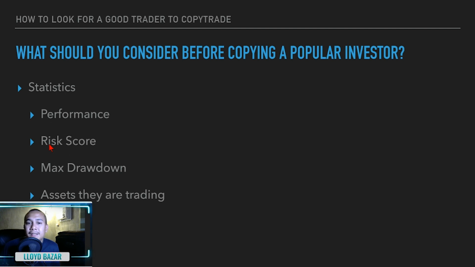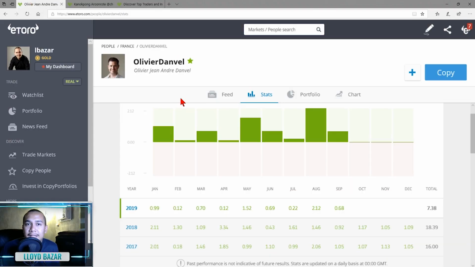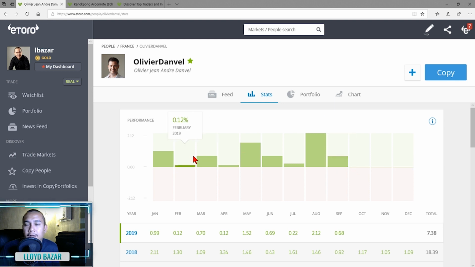Next is risk score, right? Risk score, very important. This basically shows you the risk tolerance of a trader. For example, Olivier Danville is a very safe player. Look at this, all green, and his gains are not that high of a reward. If there is low reward, then there is lower risk for that person, right? So it really depends. It really boils down to your risk tolerance. Okay. The lower the risk is, the lower their gains most probably are. The higher the gains are, the higher their risk most probably is.